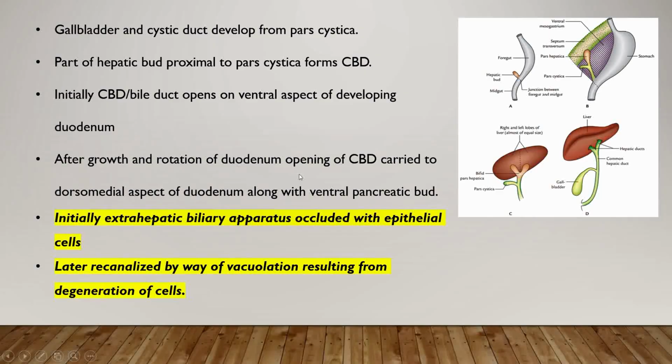After growth and rotation of the duodenum, the opening of the common bile duct is carried to the dorsomedial aspect of the duodenum along with the ventral pancreatic bud. Initially, the extrahepatic biliary apparatus is occluded with epithelial cells. Later, they are recanalized by way of vacuolation, resulting from degeneration of cells.